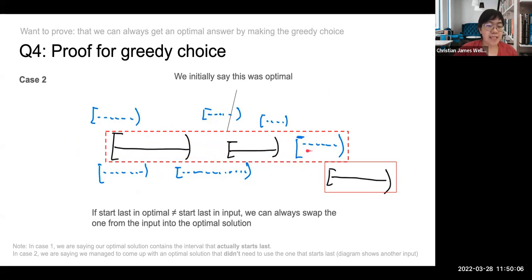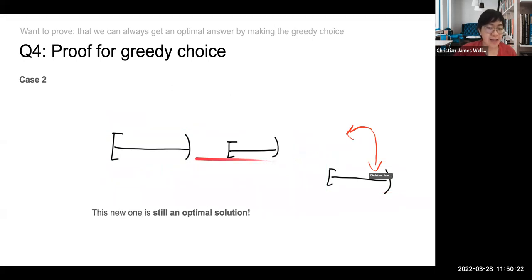Let's say the last one in the optimal solution, this one over here, is not the one that starts last in the input, which is this one. What we can do is always swap the two. Again, like just now, swap this and this, to obtain another optimal solution that is possible. Therefore, what we just showed is that we can choose the one that starts last, and this is still an optimal solution. Recursing on it to get the optimal answer will still give us the optimal solution for everything.